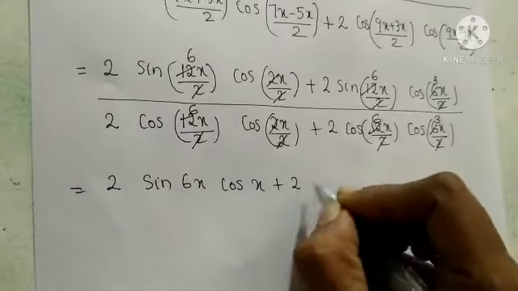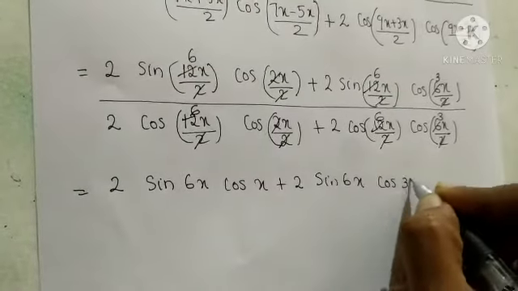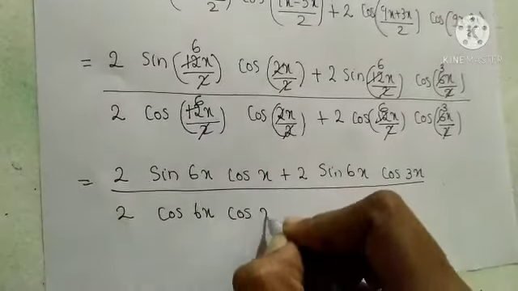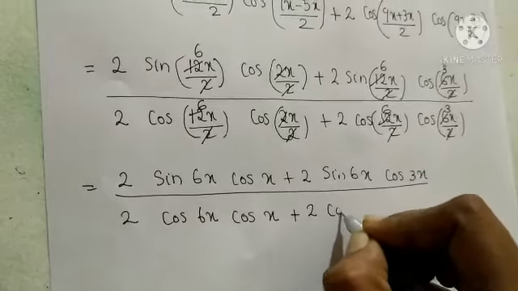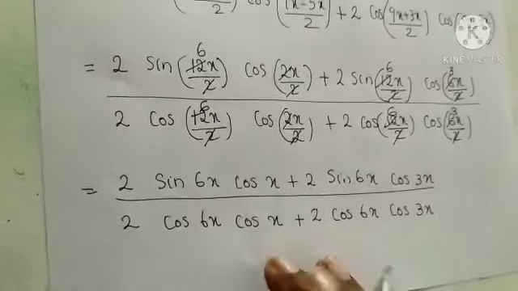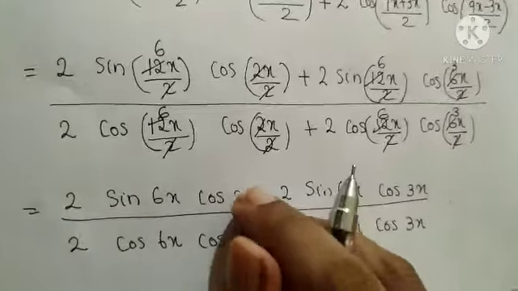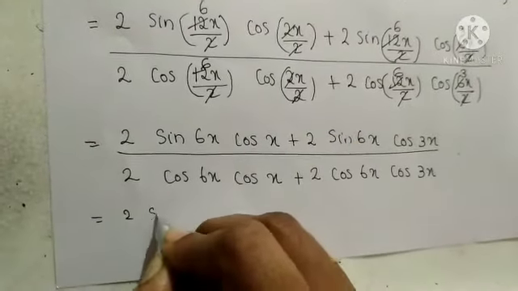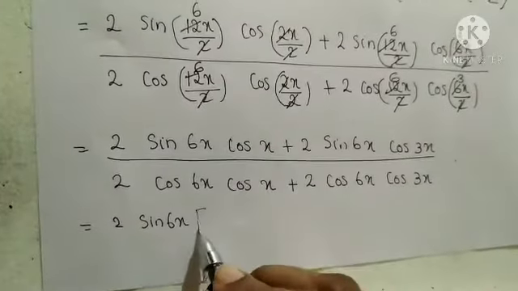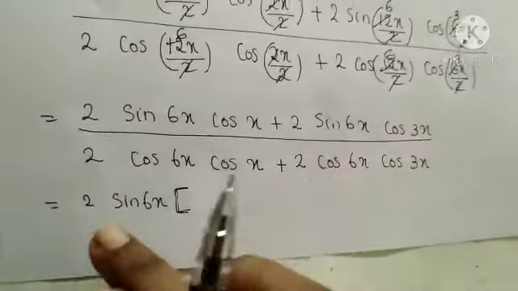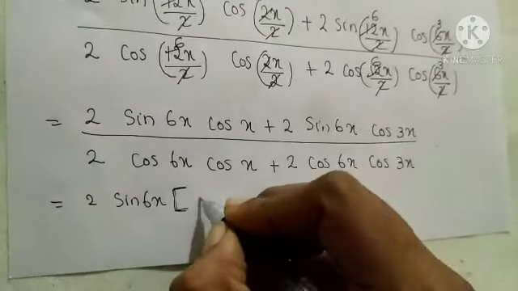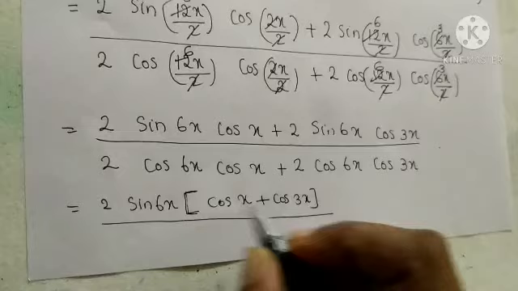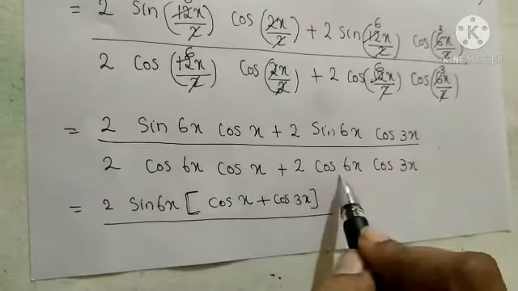Okay, and this is further equal to 2 sin 6x cos x plus 2 sin 6x cos 3x, whole divided by 2 cos 6x cos x plus 2 cos 6x cos 3x. Right, so if we observe in the numerator, here 2 is common and also sin 6x is common. So taking 2 sin 6x outside, the remaining terms are cos x plus cos 3x, whole divided by, if we observe in the denominator, here 2 and cos 6x are common.